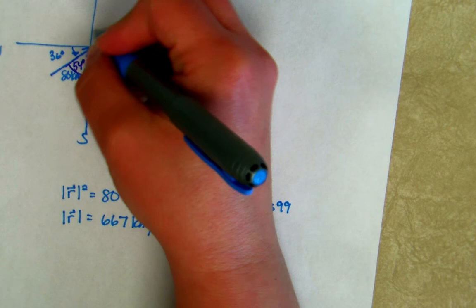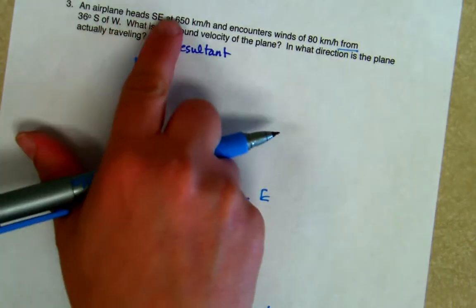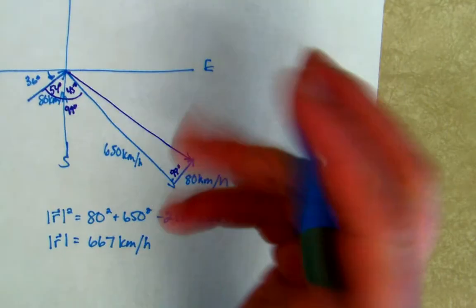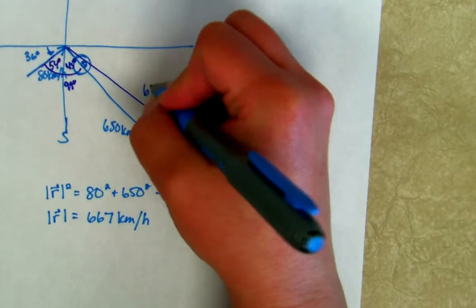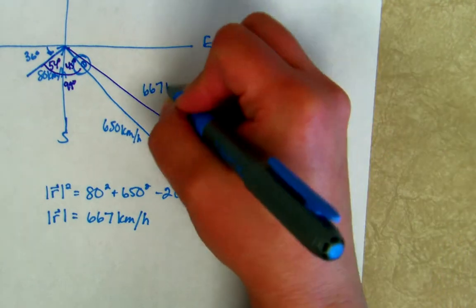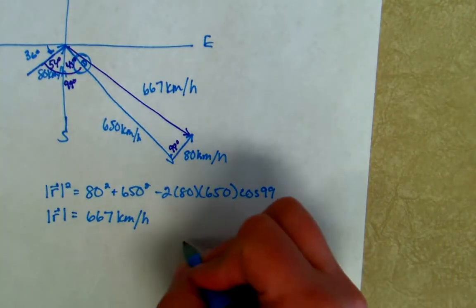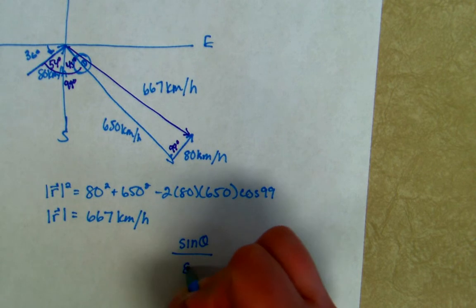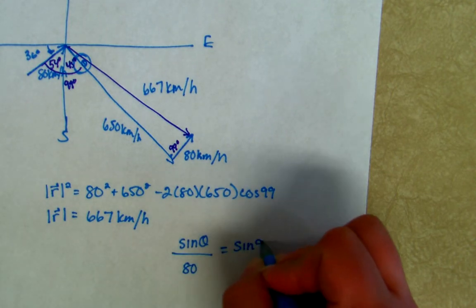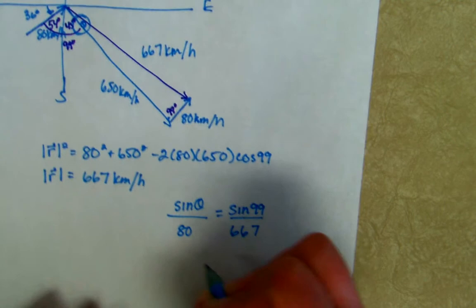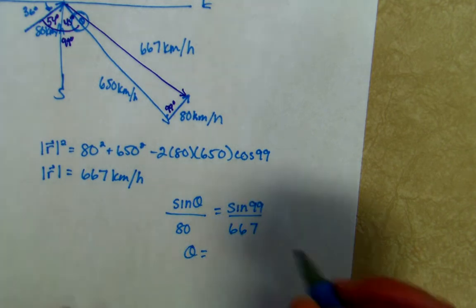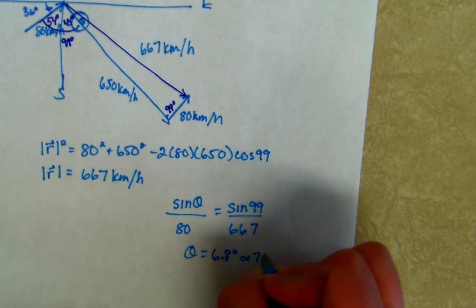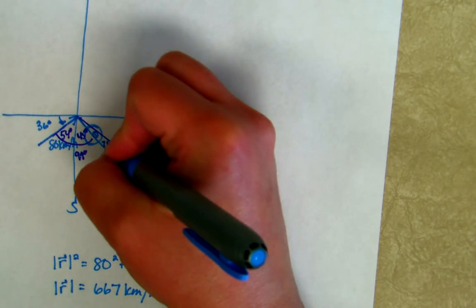So now I want to come up with a way of representing the direction of the plane similar to how it was given to me. I want to use the compass direction. But in order to do that, I need that angle up there. Now that I know that that is 667, I can use sine law to find that angle. So sine of theta over 80 equals sine of 99 over 667. So theta is going to equal 80 times sine 99 divided by 667. Second sine, 6.8 degrees. Or I'm going to round up to 7 degrees. So that means in here is 7 degrees.